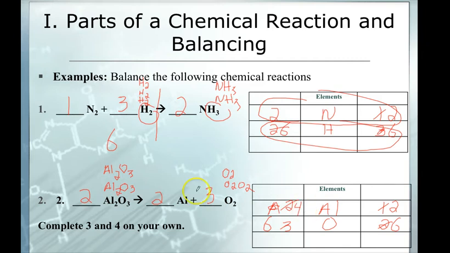Not really, because I can now go back and change this 2 to a 4. That gives me 4 aluminums, and remember, because there's a plus sign separating them, this 4 has nothing to do with the oxygen. So now the coefficients are 2, 4, and 3, and when you add that up, it comes out to 9. And that is how you balance equations.